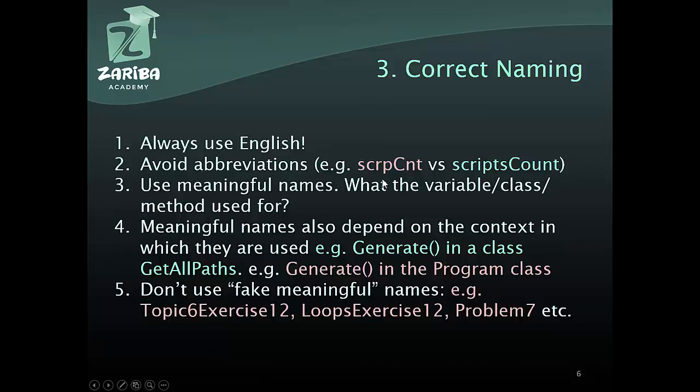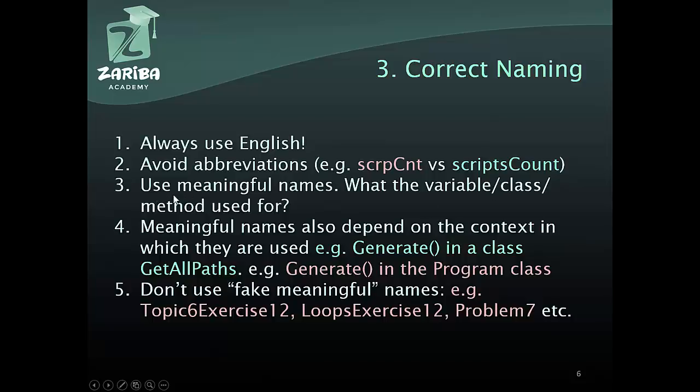Avoid abbreviations. This thing I can't even read as CRP, CNT, and I have different associations with CNT, but anyways. The correct one is script count, right? You can read that, it's fine.